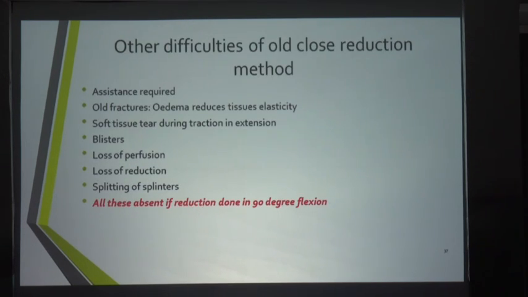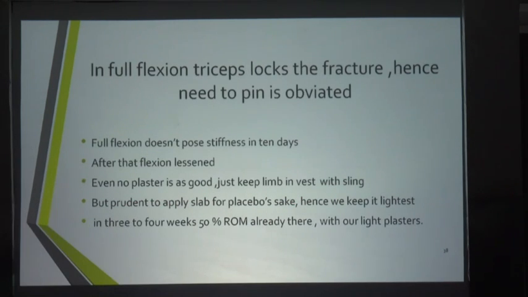Other difficulties in the total reduction method: assistance required. In old fractures, edema reduces. Have you seen that when you have edema, you cannot give traction? It is a hematoma itself. It resists the traction. Blisters, loss of perfusion, loss of reduction, splitting of splinters, all these are absent if reduction is done in flexion. In full flexion, the triceps locks the fracture and the need to pin is obviated. So if you wish, pinning is avoided. But if you are not sure, you can pin it. There is no harm.